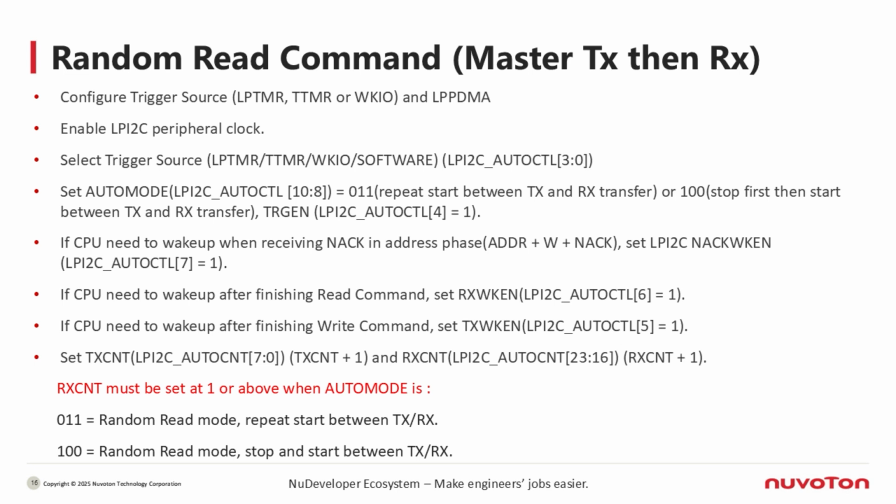First, select the trigger source. Second, set the auto mode. If you're following a standard I2C repeated start flow, set it to 011. If the device requires a stop before restarting the transfer, set it to 100. Third, set TRGEN to 1 to enable the trigger.